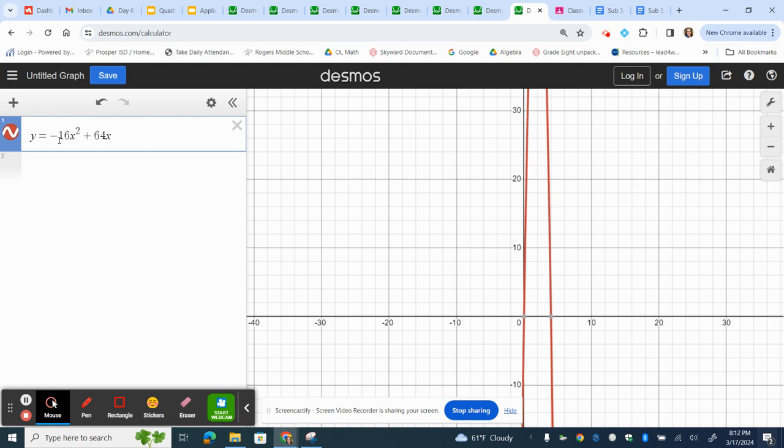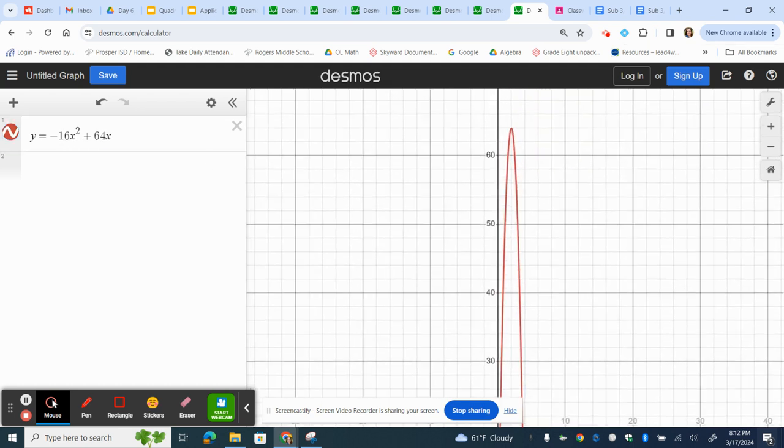So this is already done for you. I've typed it in. So here is our rocket. And I wanted to know about the highest point the rocket hits. So remember, our x is our time, so 2 seconds, and our y is our feet, 64 feet. So it took 2 seconds to reach the height of 64 feet.